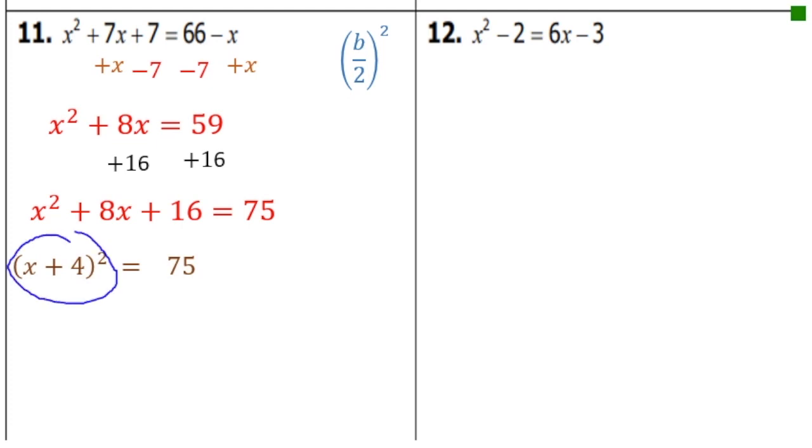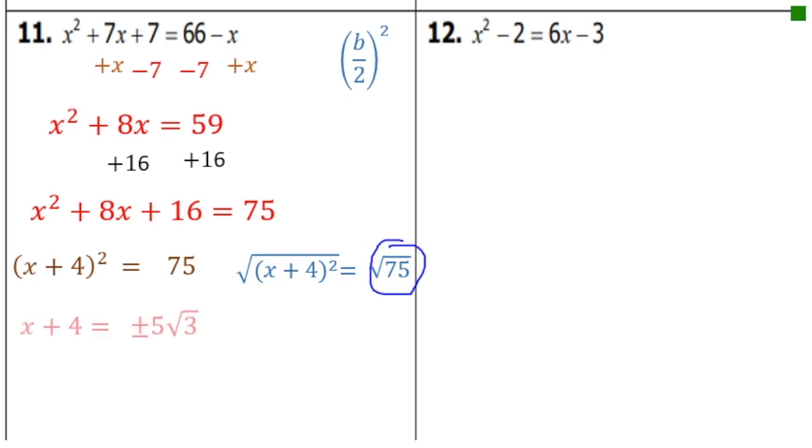If you don't understand this yet, then make sure you're asking on how to do that. We've done plenty of problems where you factor perfect square trinomials. Now we're going to square root. And we get radical 75. We know radical 75 is not a perfect square, so we're just going to write positive and negative radical 75 on the right side.